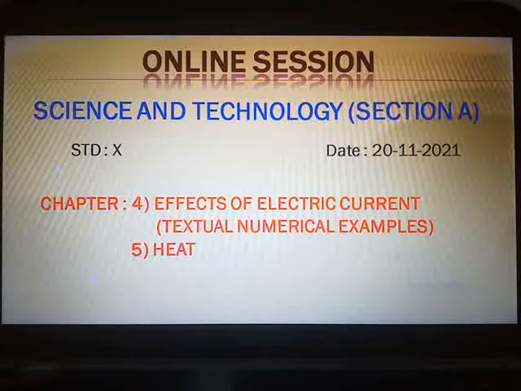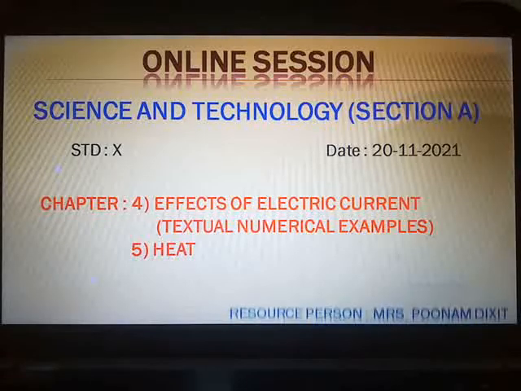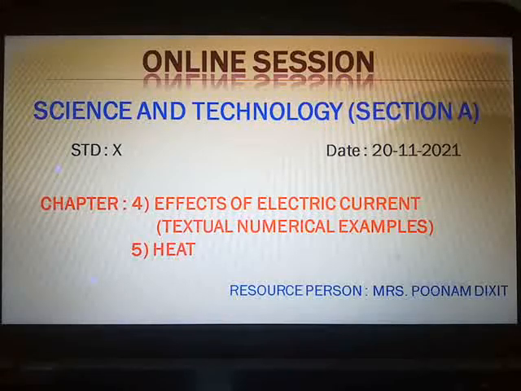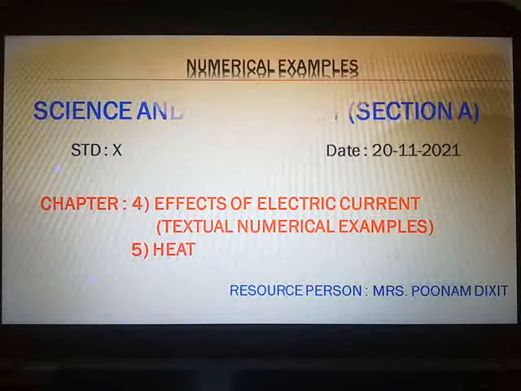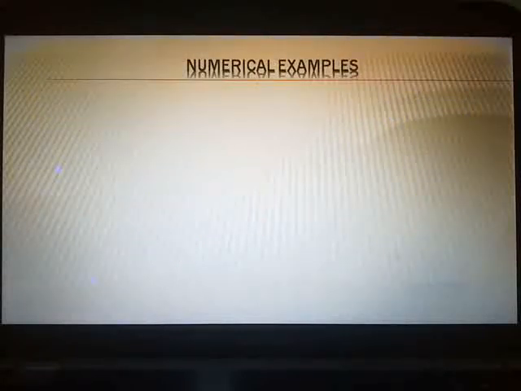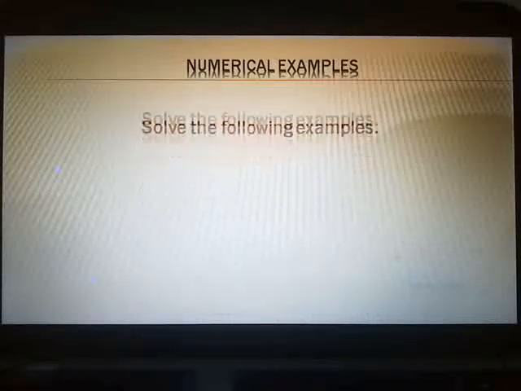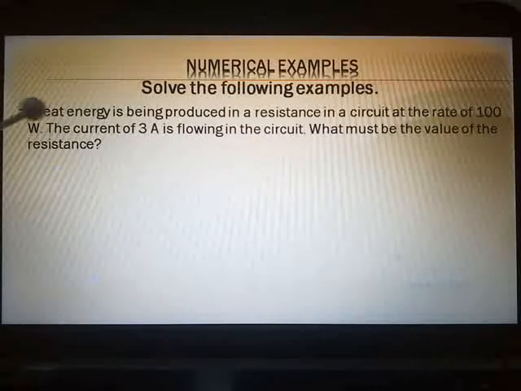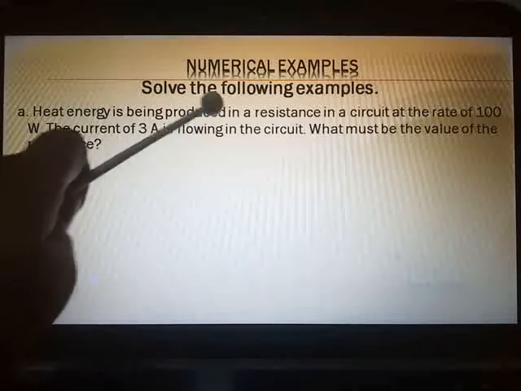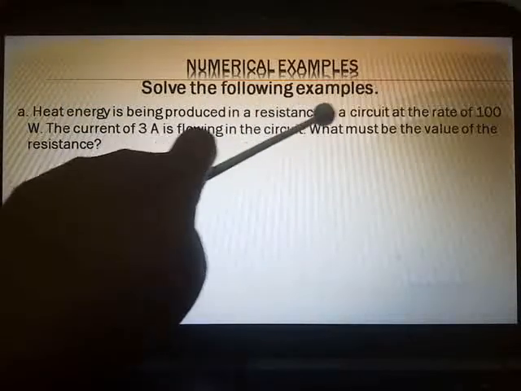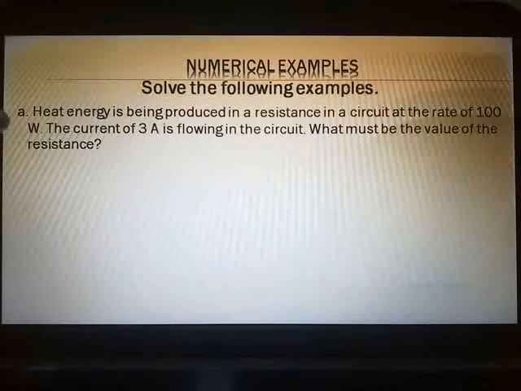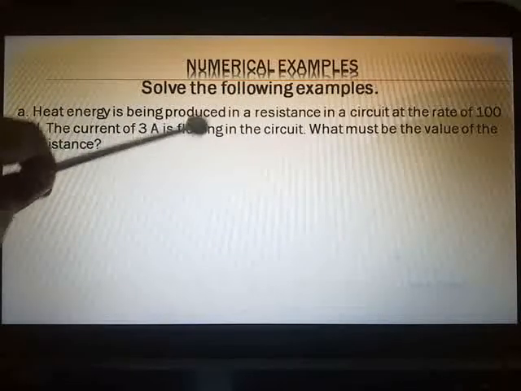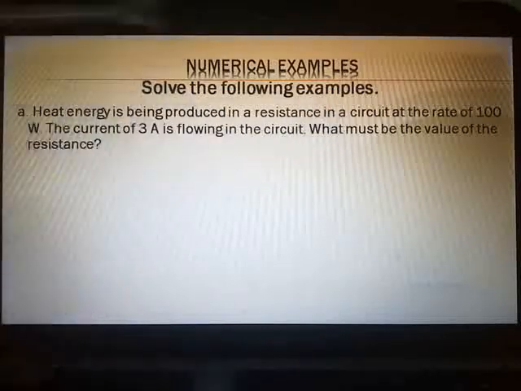I request all of you to be present with the textbook, and we will refer to page number 61. We begin with the numerical examples. Example number 1. Heat energy is being produced in a resistance in a circuit at the rate of 100 watt. A current of 3 ampere is flowing in the circuit. What must be the value of the resistance?